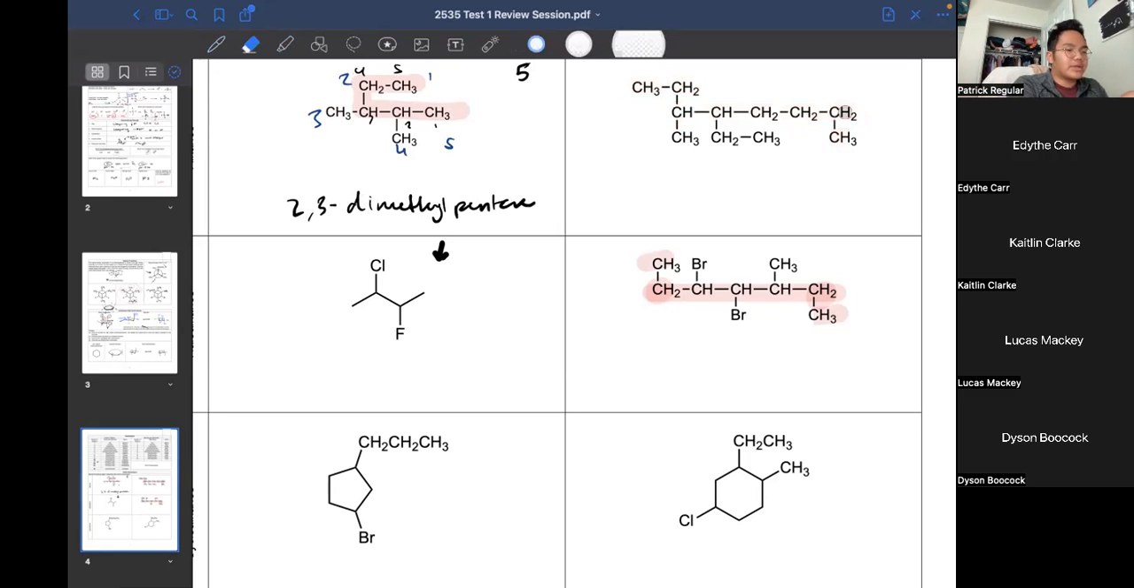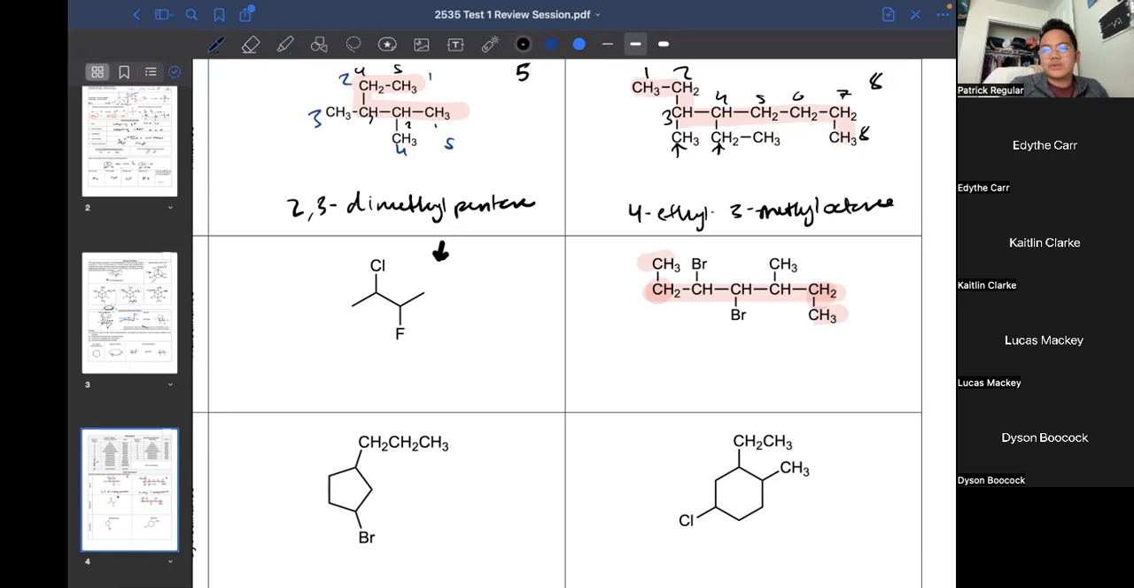And then for this one, again, our parent chain can cross those corners, so you have to consider them. That's 1, 2, 3, 4, 5, 6, 7, 8. That's an octane. We have an ethyl group and then a methyl group. 1, 2, 3, 4, 5, 6, 7, 8. We have a 4-ethyl, 3-methyl octane. Does anyone have any questions regarding that?